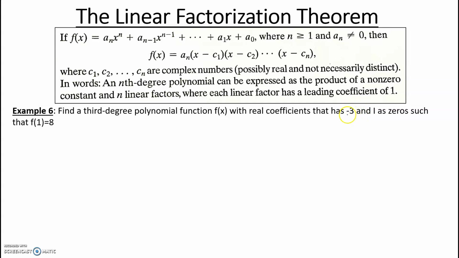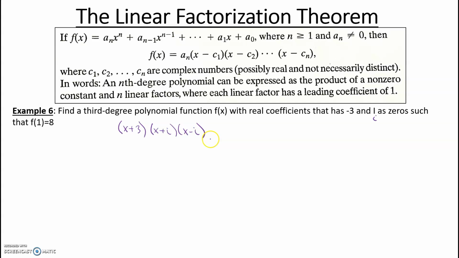So if we got -3, that means we had to have x plus 3, because when you set that equal to 0, subtract 3, x is -3. That should totally be an I, by the way. Now I will tell you, imaginary always comes in conjugates. So if you got I, you also had -I. So we're going to put x plus I and x minus I. Again, those imaginary answers always come in conjugates. So you are going to have both of those.